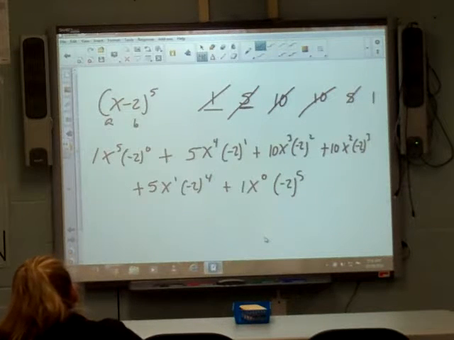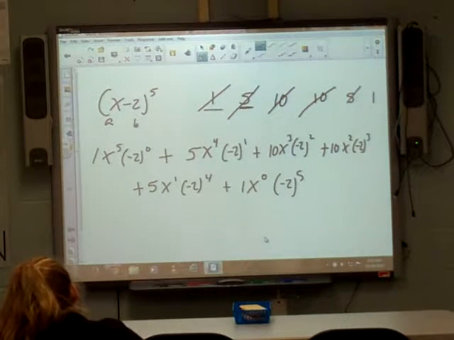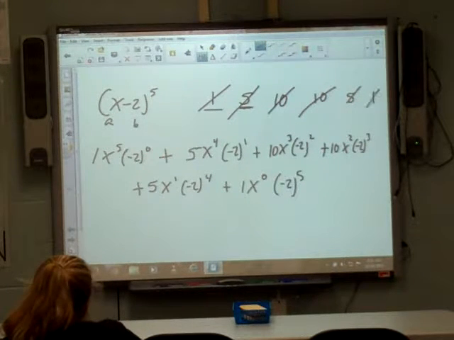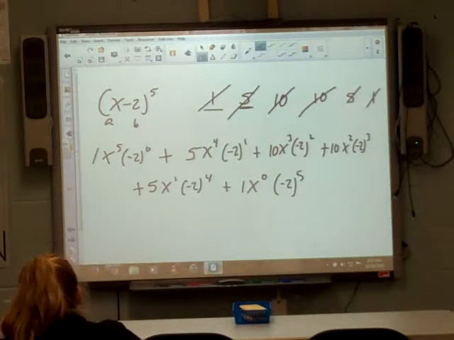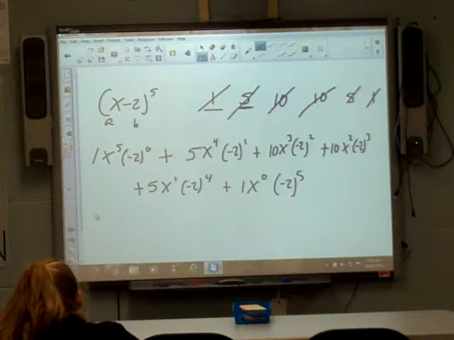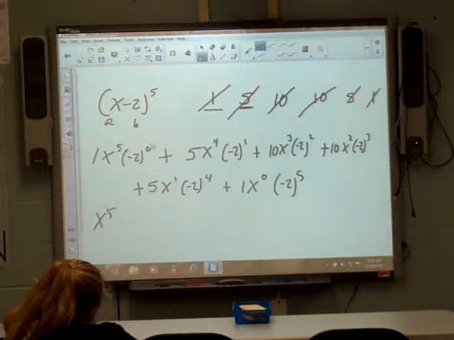Alright, now we got to clean that mess up. I know that looks hard and that looks confusing, but it really is easier than writing out x minus 2 five times and doing that, because we just pulled that off of the Pascal's triangle. Alright, so we got to clean it up. Here's what I'm talking about. Start on the left up here. Negative 2 to the 0 is 1. So 1 times x to the 5th is just x to the 5th. So this piece here got me x to the 5th. Done with that.